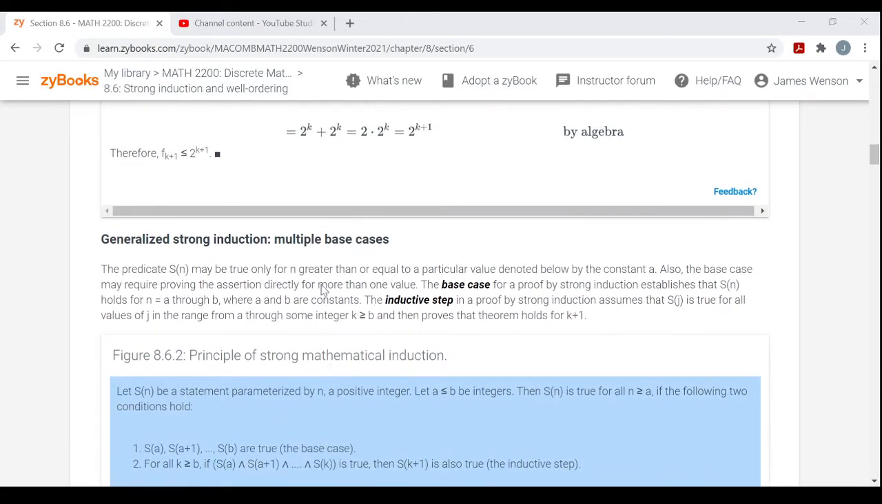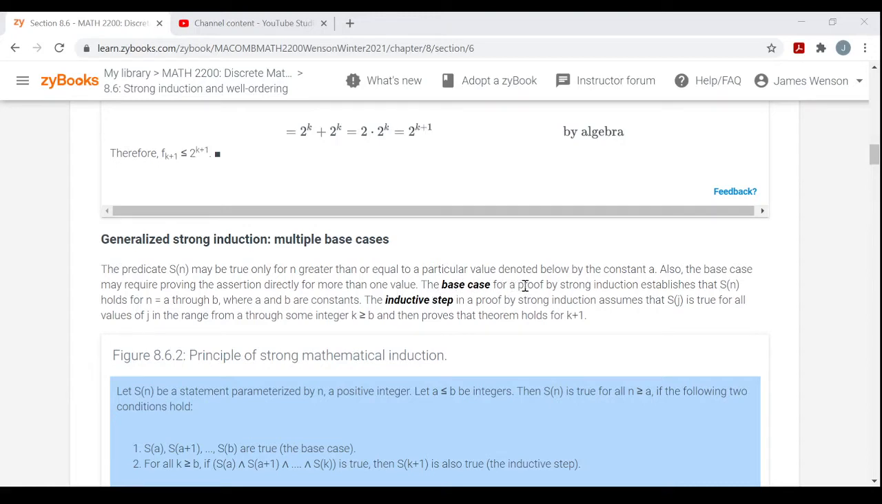Alright, so here they get into, like I said, you saw in the last example, I had 2 base cases. Sometimes you're going to need multiple base cases when doing a proof by strong induction. The predicate S of n may be true only for n greater than or equal to a particular value, denoted below by a constant a. Also, the base case may require proving the assertion directly for more than one value, right? Having more than one base case.